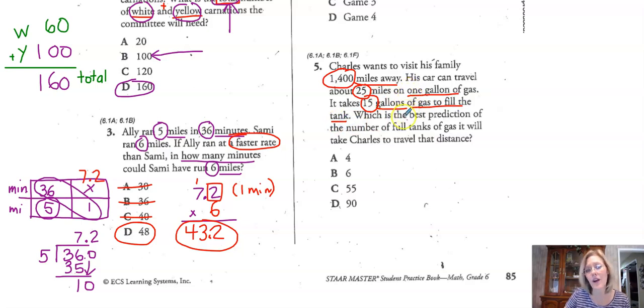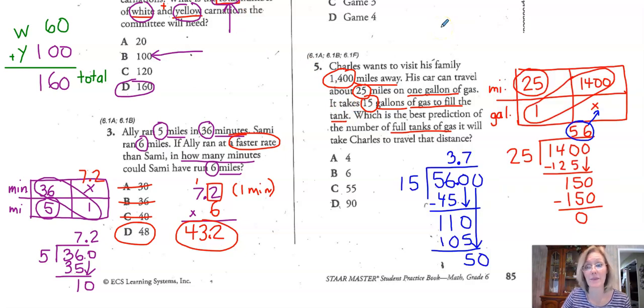Let's see if we can figure out what the question is asking. Which is the best prediction of the number of full tanks of gas it will take Charles to travel that distance. Okay, so think through it. You know how many miles he has to travel, how far he can get on 1 gallon of gas, and he can have 15 gallons at a time in his tank. Try to solve that. Pause, come back when you think you have the answer.